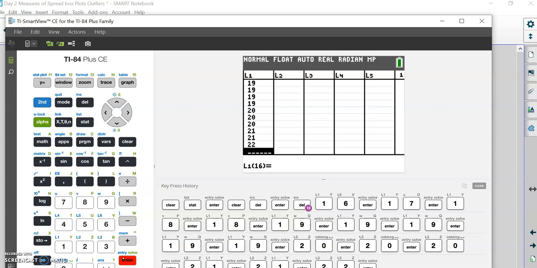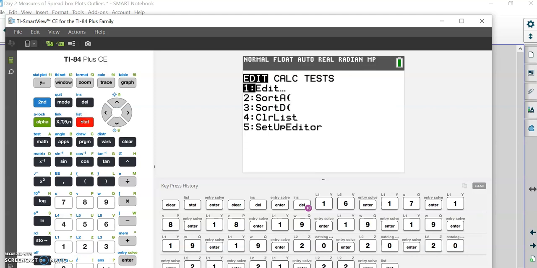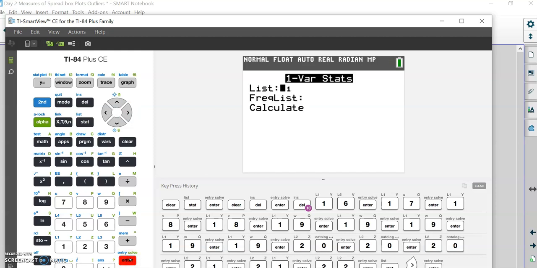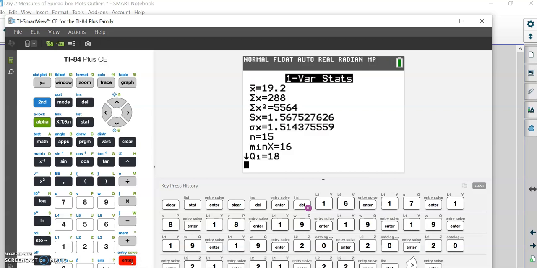we're going to enter all our data in, and then we're going to hit Stat. We're going to go to the right to hit Calc, and then we're going to have One-Variable Stats. And we're going to go through, and we're going to transfer all this information over. So we have our mean, x bar, is 19.2.